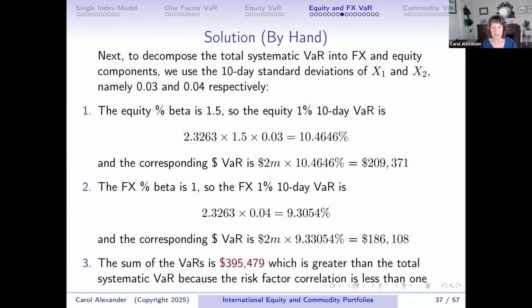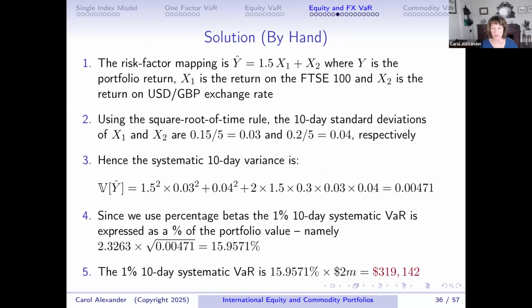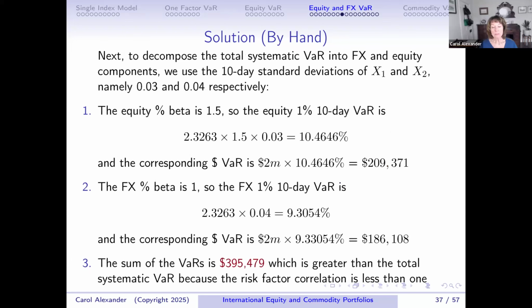So the sum of the VaRs is 395,479 in this case, if we add those two together. And it's greater than the total systematic VaR, which is 319,142, much greater because the correlation is quite low in this case, 0.3. So remember, the lower the correlation, the more risk reduction from diversification that you will only see in the total VaR, which accounts for that correlation. The component VaRs don't account for the correlation between equity and FX.